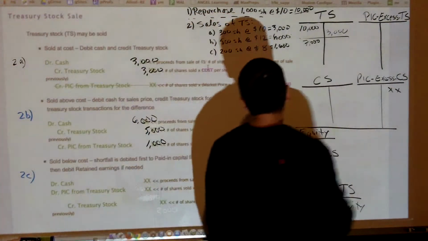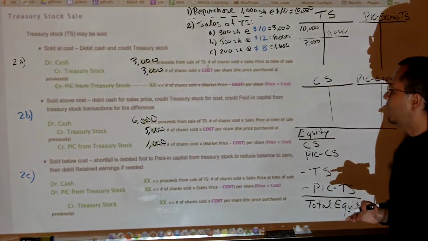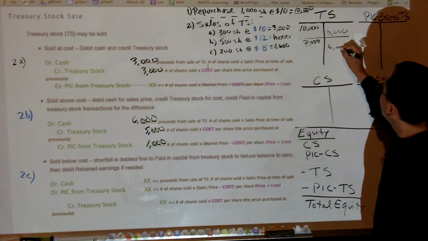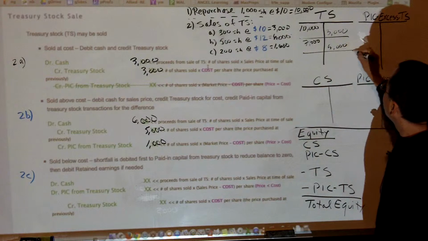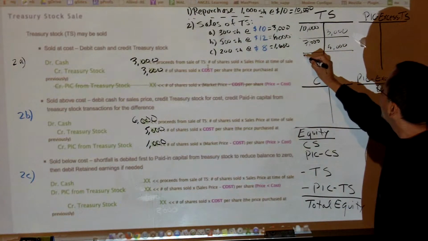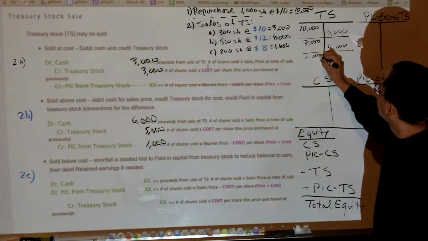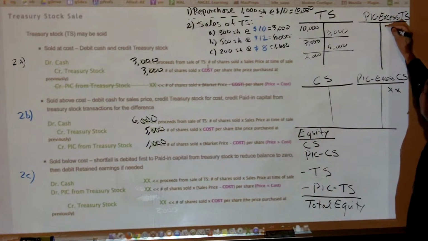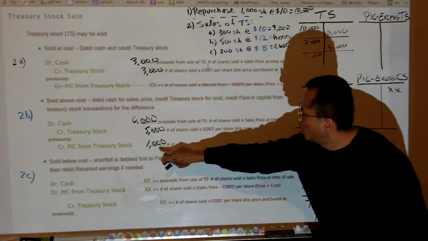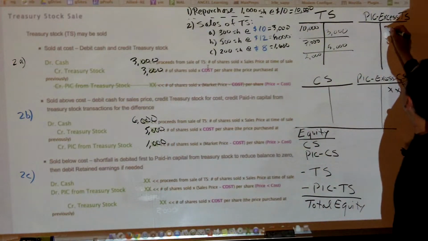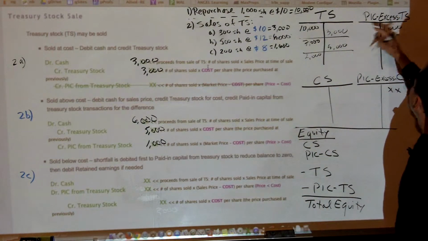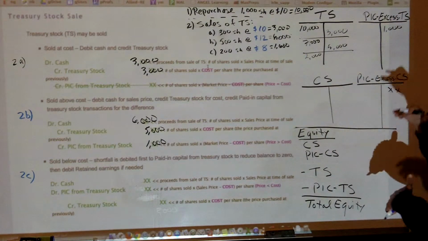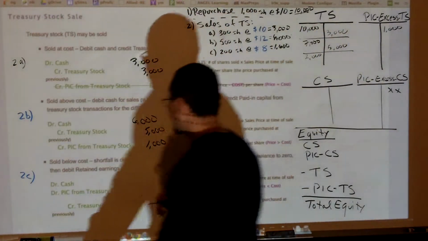When you post those into the ledger accounts, you would see $5,000 being reduced from the treasury stock account, leaving a balance of $2,000. Here, since there was some excess, we would then post this $1,000 as excess into the paid-in capital in excess of treasury stock account. So that increased equity, as you can see.